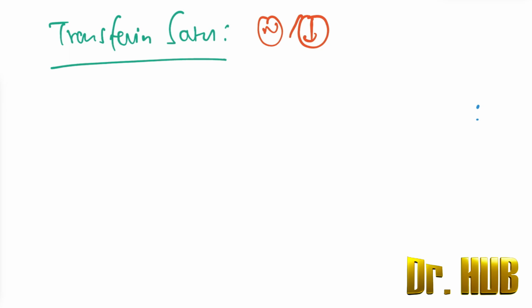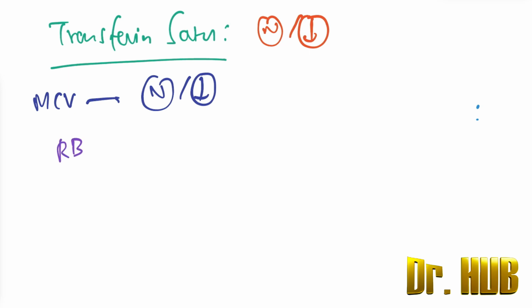And then let's look at the MCV. MCV is going to be normal or decreased. Then comes the RBC count. RBC count is going to be normal or it is going to be increased.